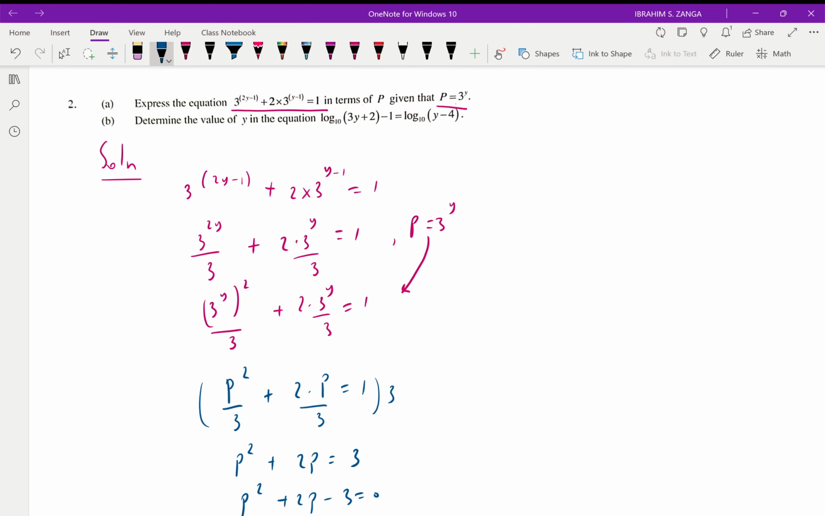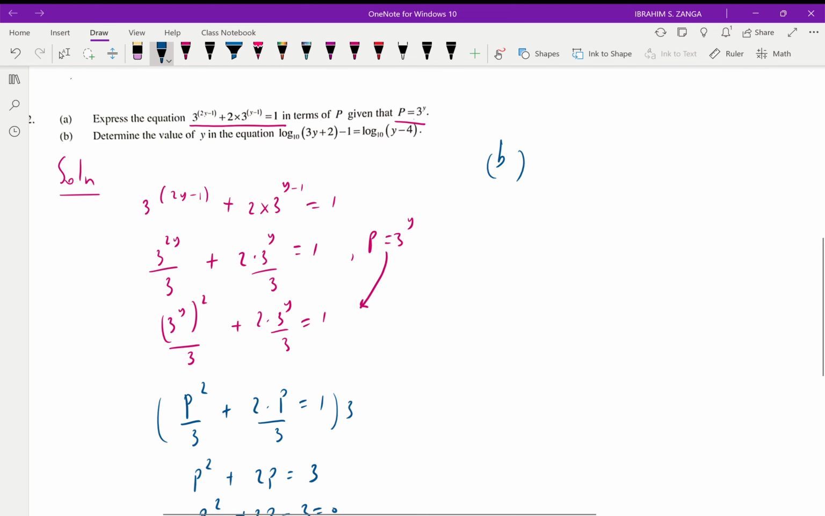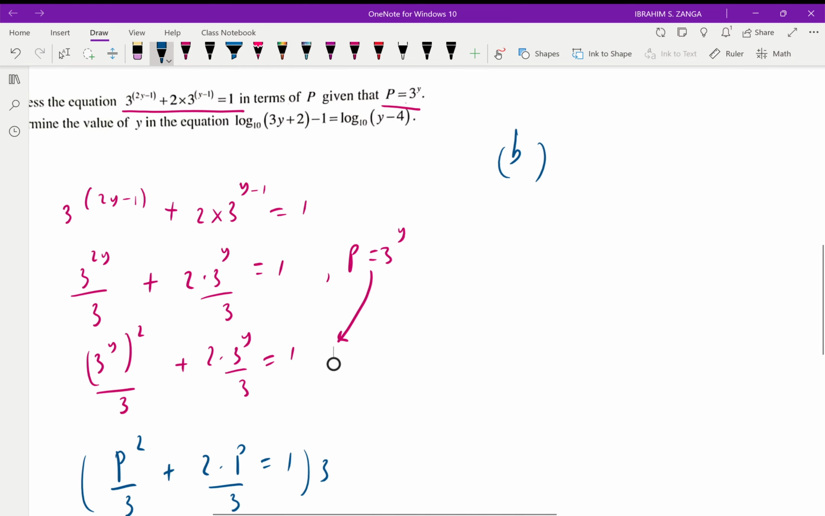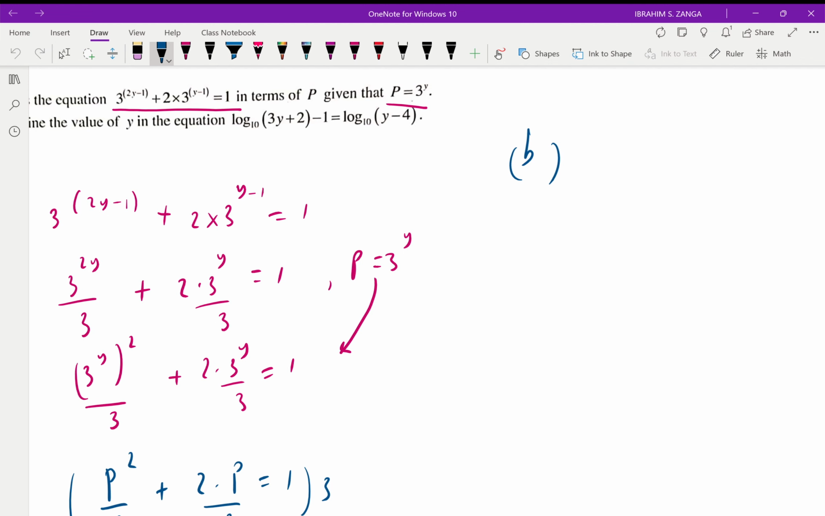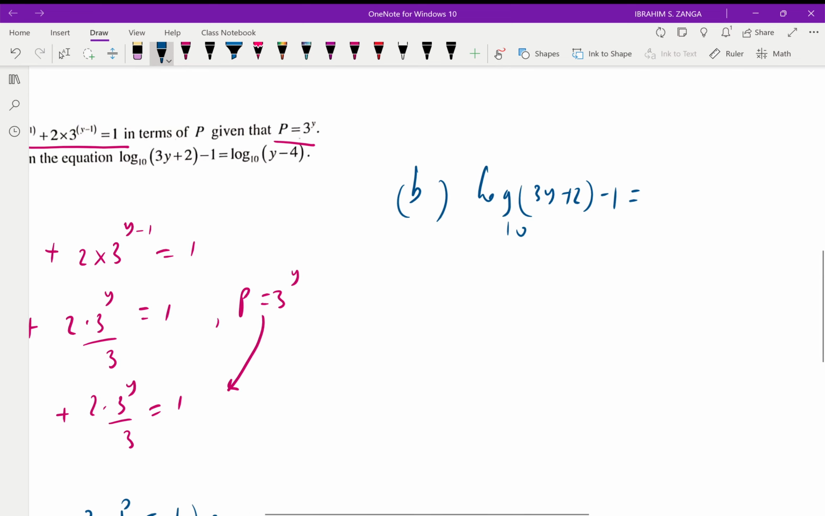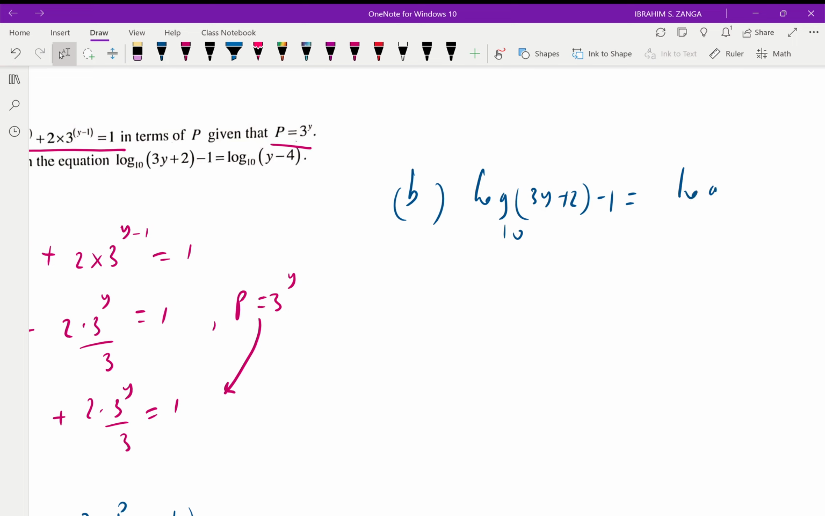Coming to 2b, determine the value of y in the equation. So we're supposed to find the value of y. So you have log e (3y plus 2) plus 10 minus 1 equals log e (y minus 4) plus 10.